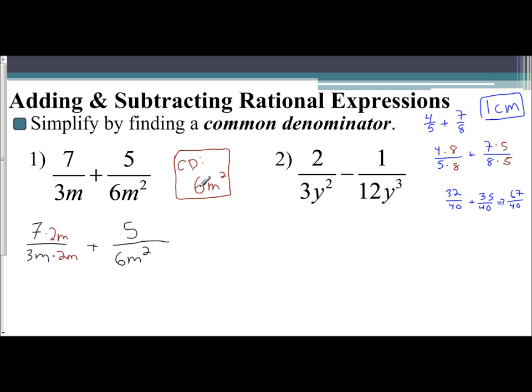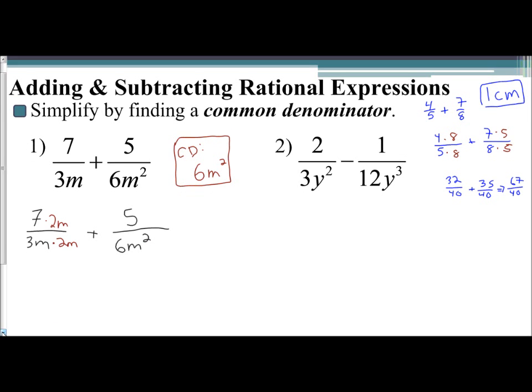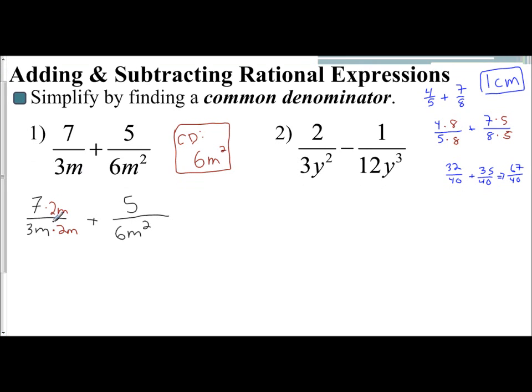I want my denominator to be this. And right now it's 6m squared. That's what I want it to be. So I don't have to do anything to this other fraction. I can just leave it alone. And so let's simplify. 7 times 2m is going to be 14m. We created our common denominator of 6m squared. And now I have 5 over 6m squared on the right.